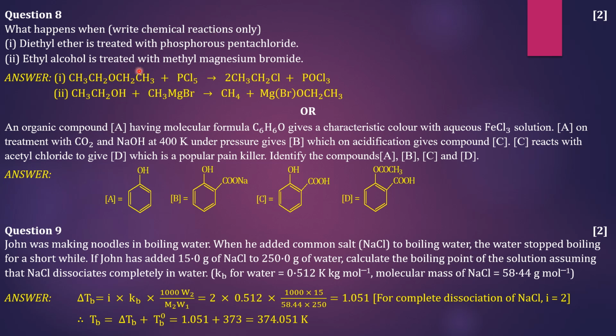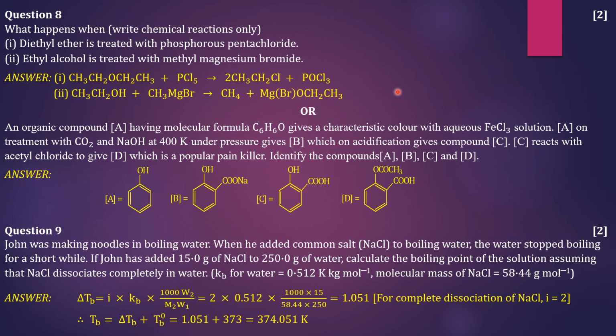So the first one is diethyl ether treated with phosphorus pentachloride, that gives 2 molecules of chloroethane or ethyl chloride, and the byproduct is POCl3. And ethanol treated with Grignard. Now this one is very interesting. In class 11 you have learned in the preparation of alkane that Grignard reagent on reaction with water gives alkane. If it is RMgX, then reaction with water will give RH.